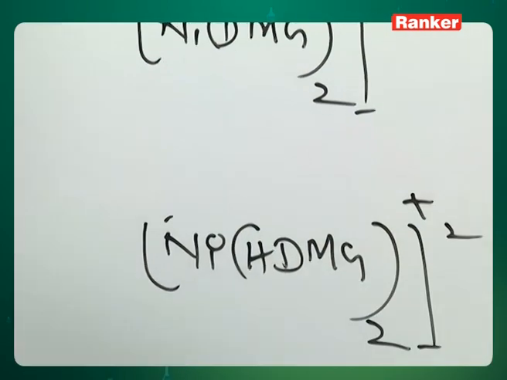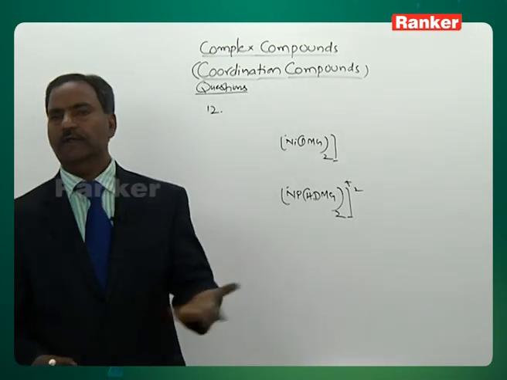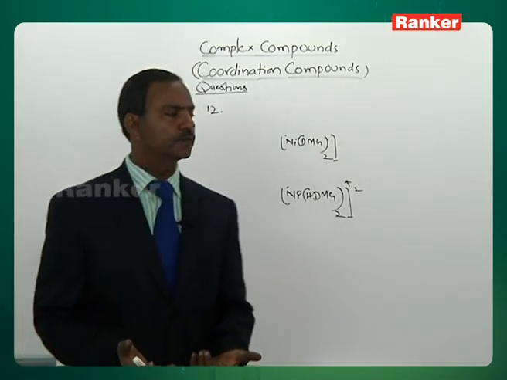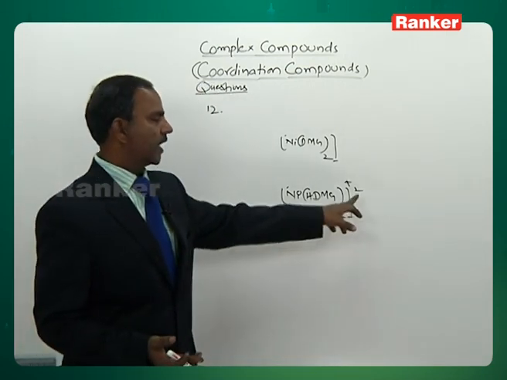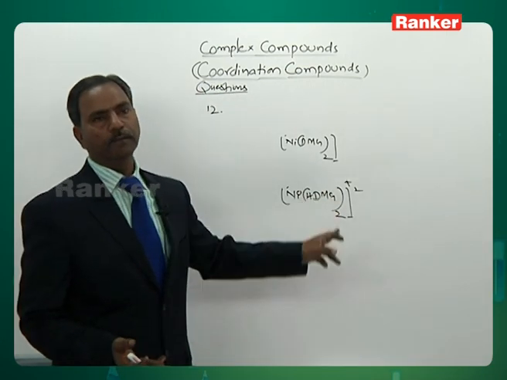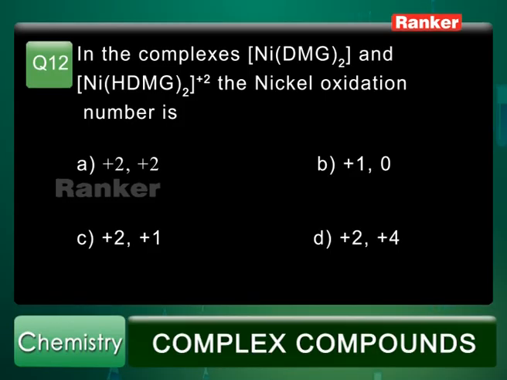Since this particular DMG has 2 negative ligands, the oxidation number comes to be nickel plus 2. And again nickel HDMG, yes, this is a neutral ligand, but still it is carrying a plus 2 charge. In both of the complexes, nickel oxidation number is what? Plus 2. So option A is given as plus 2, plus 2, option B is plus 1, 0, option C plus 2, plus 1, option D plus 2, plus 4. So in both of these complexes, nickel oxidation number comes to be plus 2. So answer A.